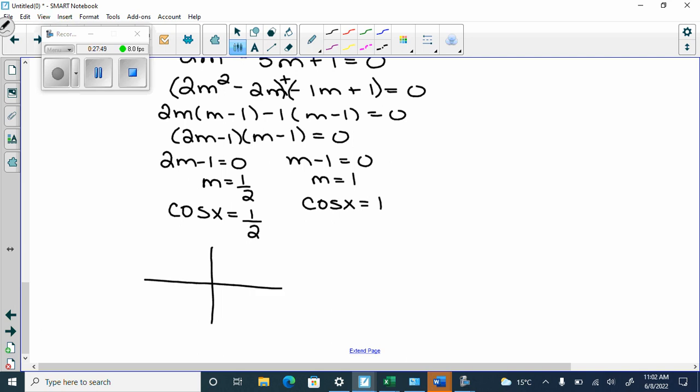So we need cos x equals 1/2. So we need to know where x equals 1/2. X equals positive 1/2 in these two quadrants, which is at 60 and 300. And then cos x equals 1 here.